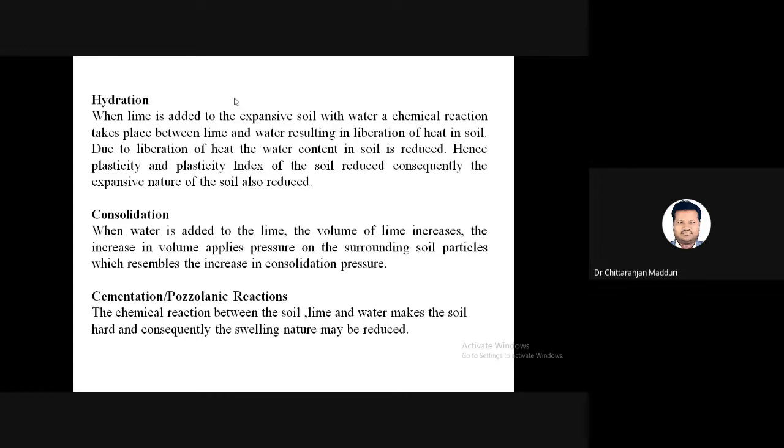The cementation or pozzolanic reaction. The chemical reaction between the soil, lime and water makes the soil hard, and consequently the swelling nature of the soil may be reduced.